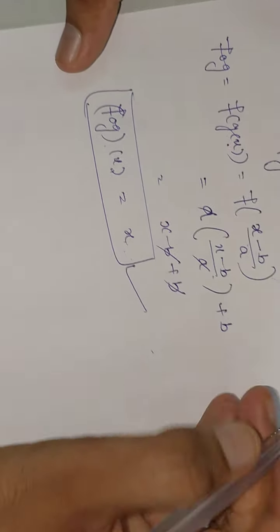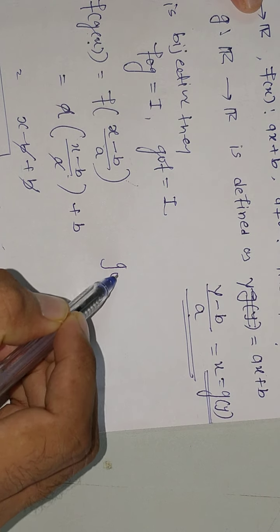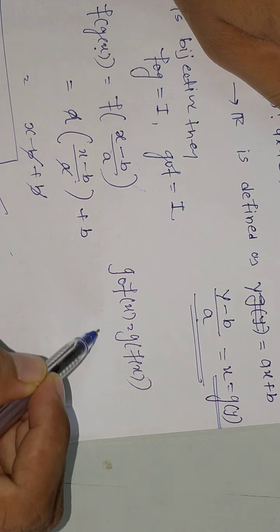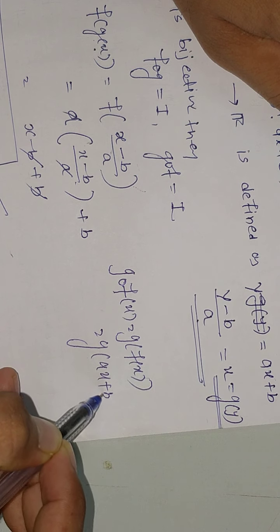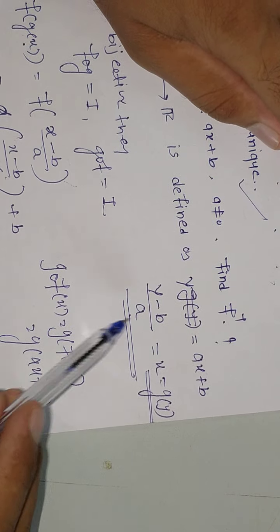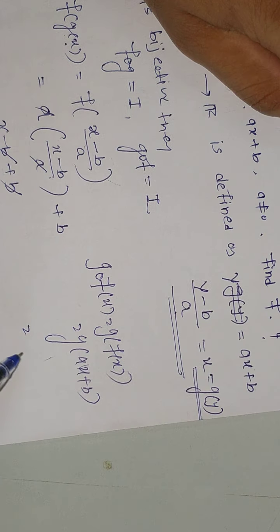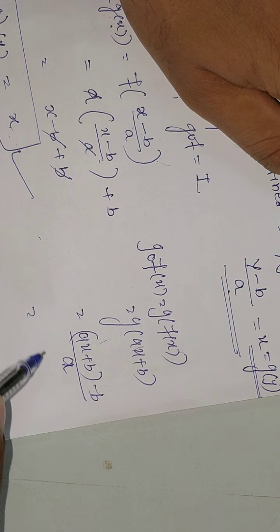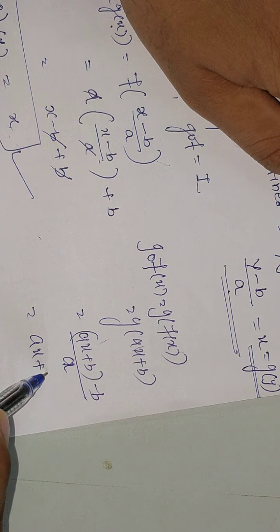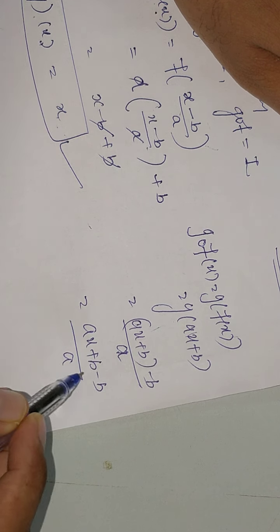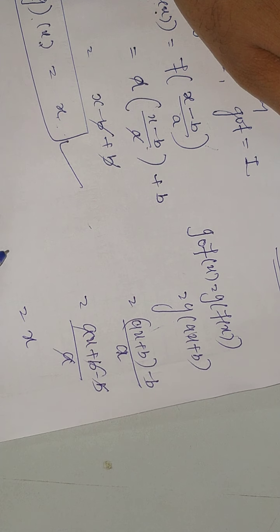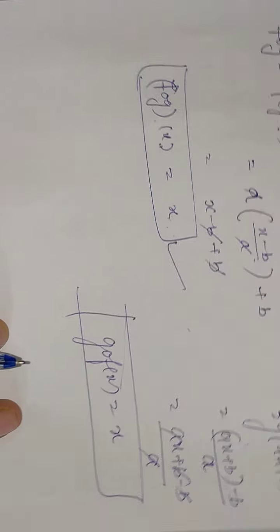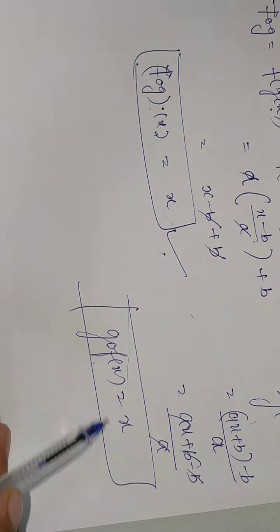So this is the identity. Next we check g∘f of x, so I get g of f of x. f of x is simply the linear function ax plus b. So in g, whenever I find x, I have to put this ax plus b. So I get (ax plus b minus b) upon a. Simplifying, the b's cancel, the a cancels, so x. So g∘f of x is again the identity. So we get f∘g as identity and g∘f also as identity.